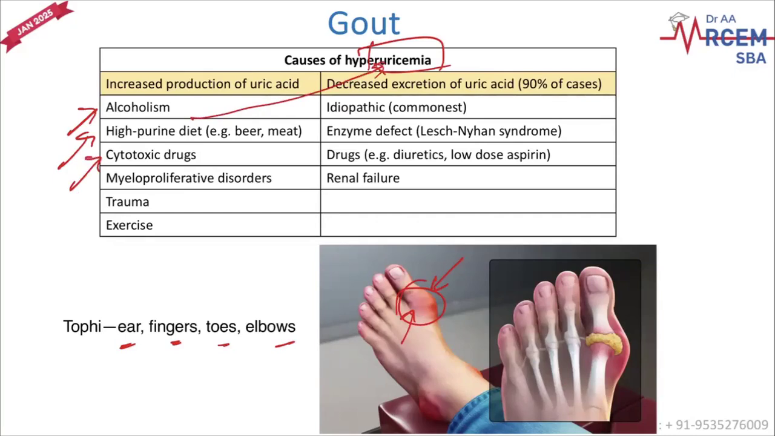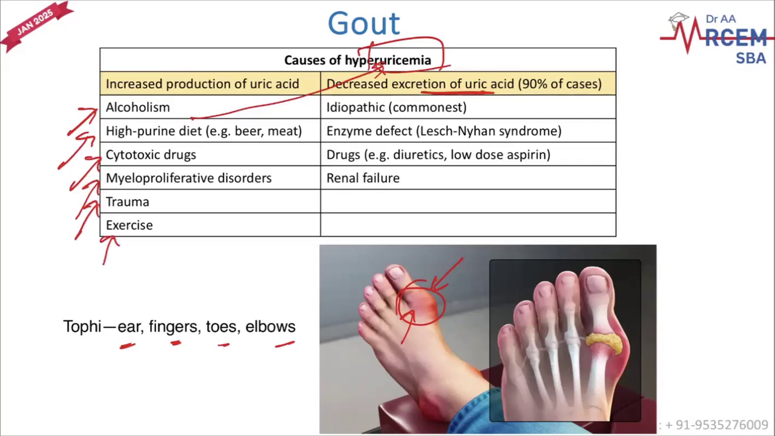Cytotoxic drugs result in breakdown of cells, sorry, not muscles, cells. Myeloproliferative disorders cause increased production of cells. Again, cells are nothing but proteins. Protein breakdown will result in uric acid production. Trauma and exercise, breakdown of the muscles in trauma and exercise, result in increased uric acid.